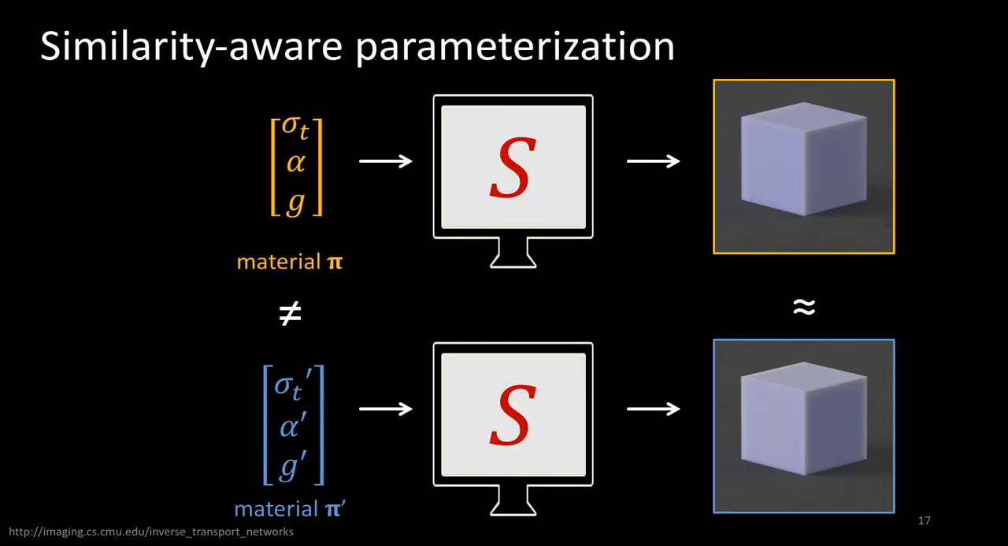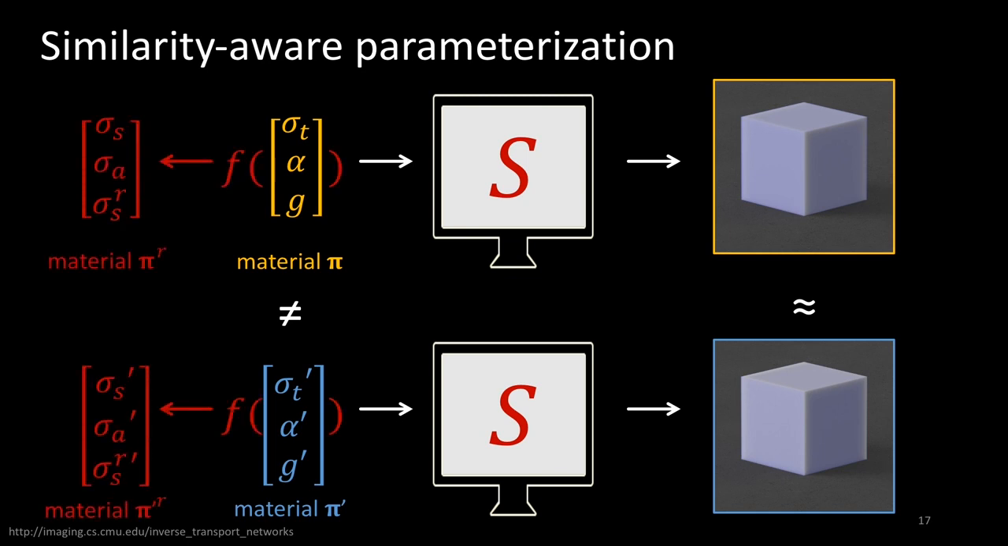Our second approach for dealing with similarity relations is to reparameterize the material parameter space. We adopt a nonlinear transformation developed in the scattering literature so that materials with similar appearance are closer in the transformed parameter space than in the standard parameter space of the radiative transfer.